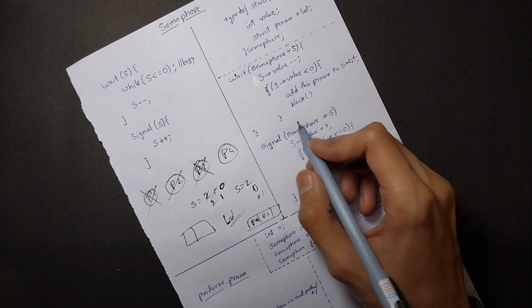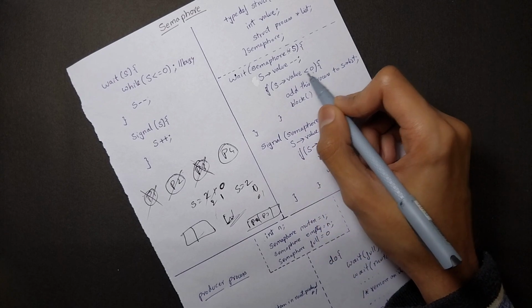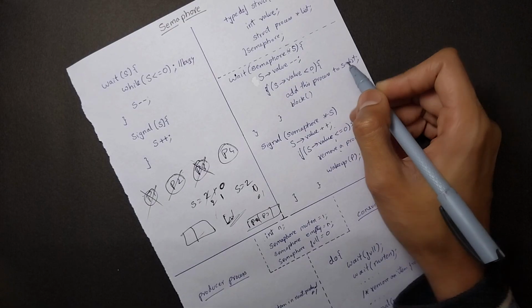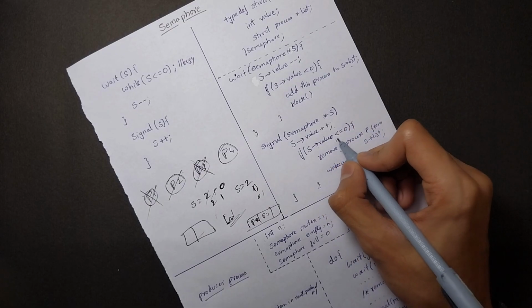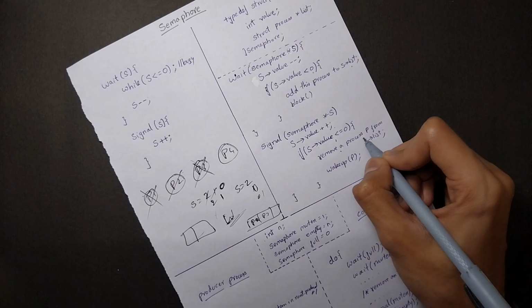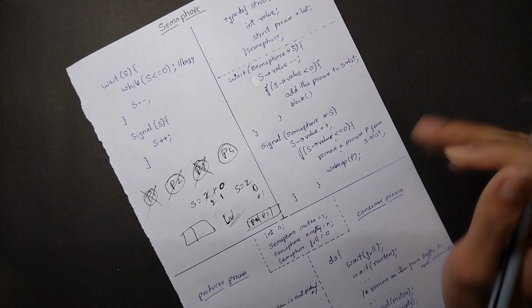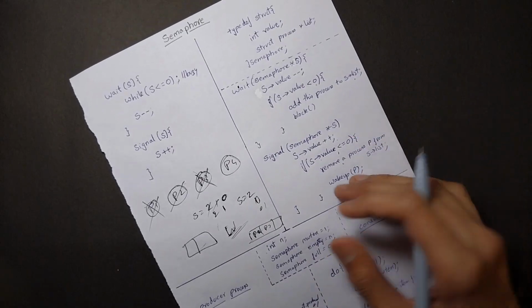As you can see, whenever the S value is less than 0, only then are we adding a process to the waiting list. So that's why whenever the S value is less than 0, only then do you need to remove a process from the waiting list. So S dot list is the waiting list. Okay, so this is how you need to follow.